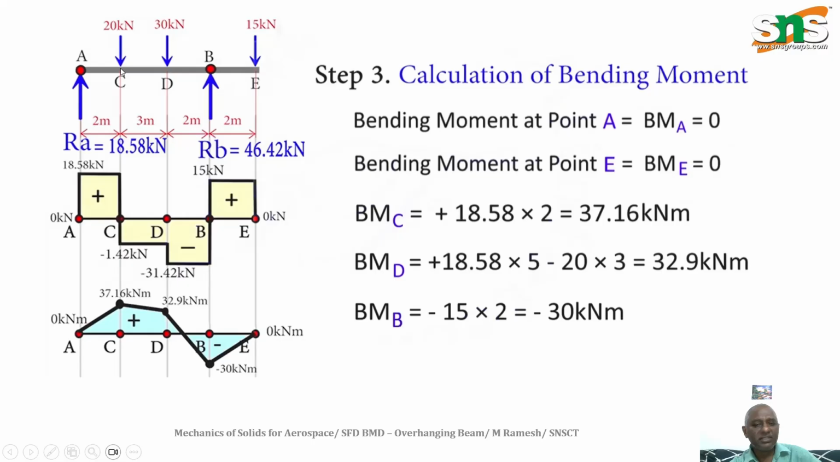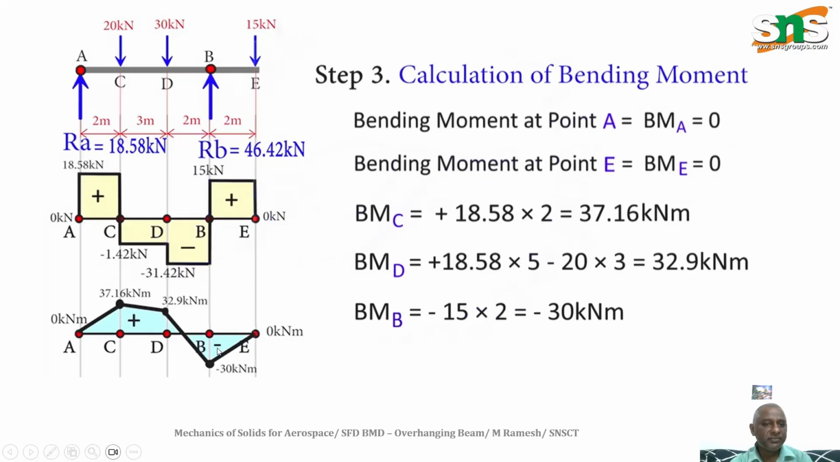Bending moment at point D, let's take the same thing: RA into 5 meter, then minus 20 into 3 meter. So that is equal to 32.9 kilonewton meter. What about at point B, BMB? At point B, we can take the right side also, 15 into 2, so 30 kilonewton meter, but this downward force will create the negative bending moment.